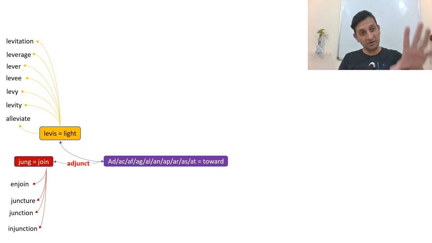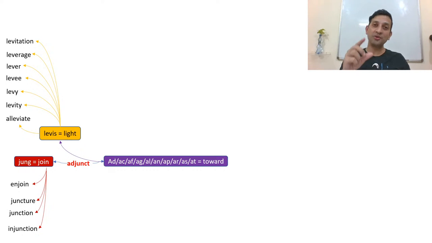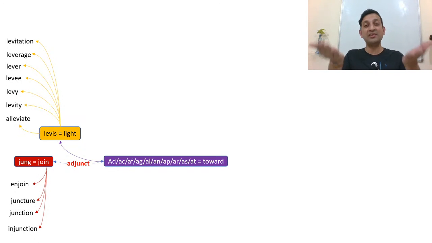Good. Let's take a rich haul from one child root, which is levis. We started with alleviate, which means to make something lighter, to lessen the burden of somebody's misery or lessen somebody's suffering, to lessen the pain of something. That is called to alleviate. And then that gives levity, levy, lever, leverage, and finally levitation.